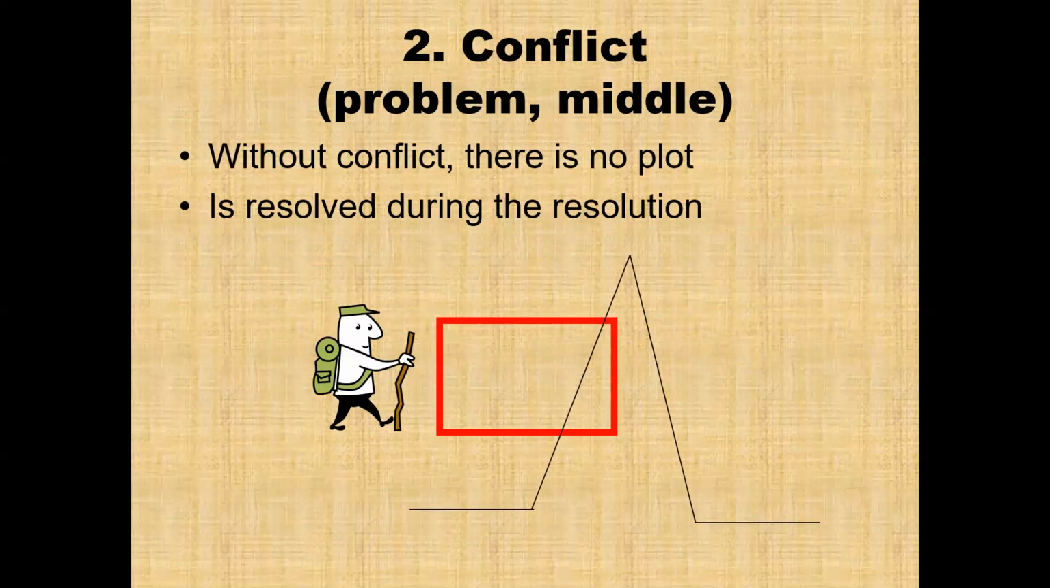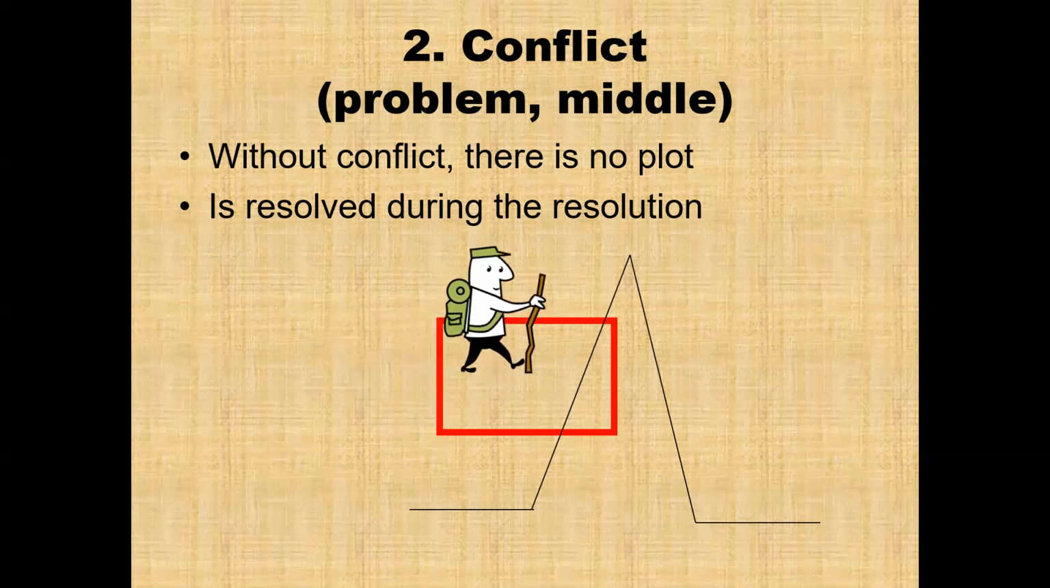All right, conflict, problem in the middle, okay? Boys and girls, without conflict, there's no plot, and there's no plot, there's no reason to read or even watch the story, right? Exactly. Because it'd be boring and you'd rather do something else. So, it's really important that there is a conflict, some sort of struggle, some sort of problem that the character has to face that will eventually need to be resolved in the resolution. Our little hiker, because our little hiker is making his way up to the climax.